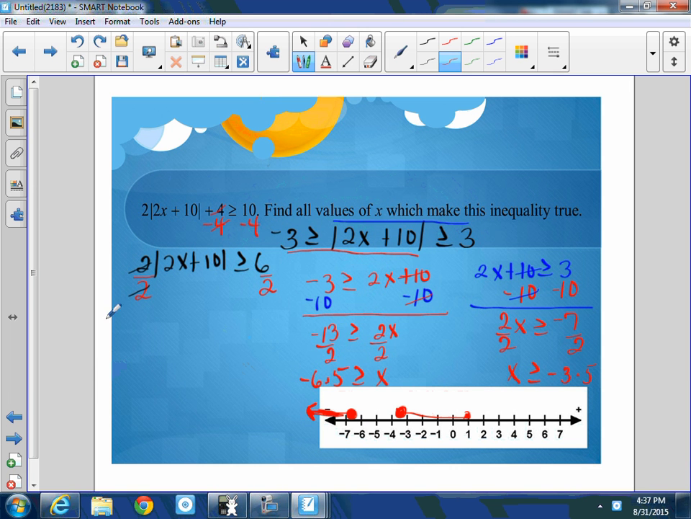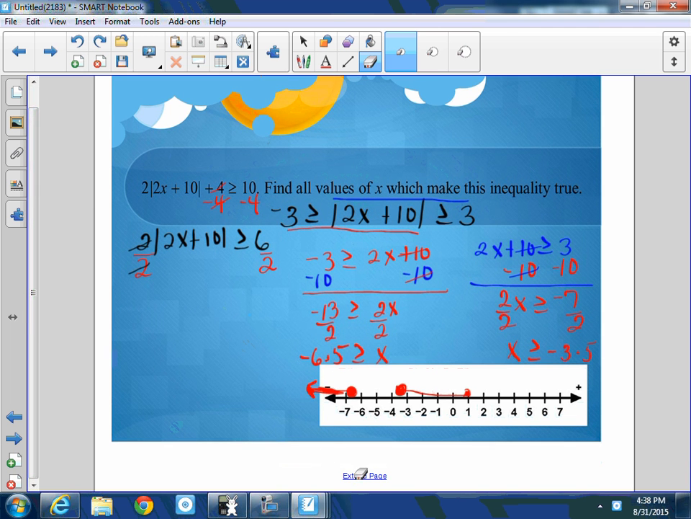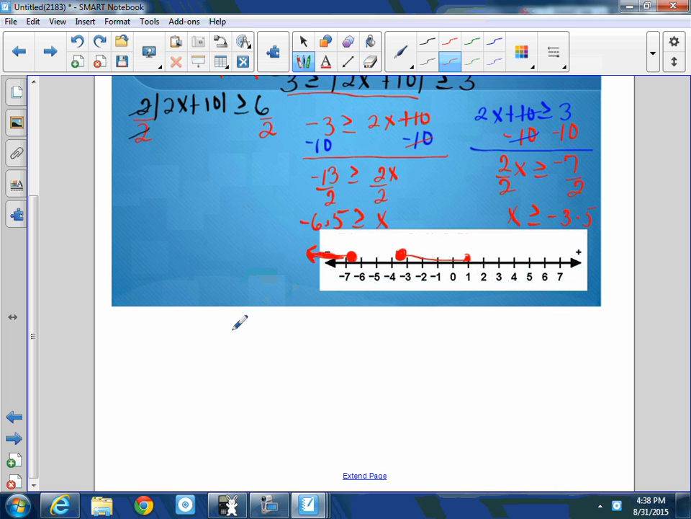All right, which means the answer is x is less than or equal to negative 6.5, or, let me write it down, that's way too small. So x is less than or equal to negative 6.5, or x is greater than or equal to negative 3.5. All right, next one.